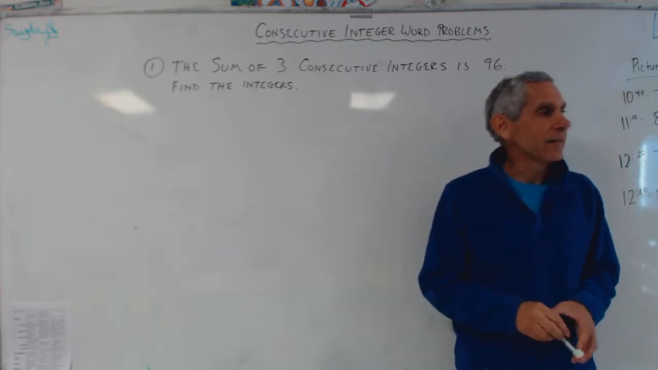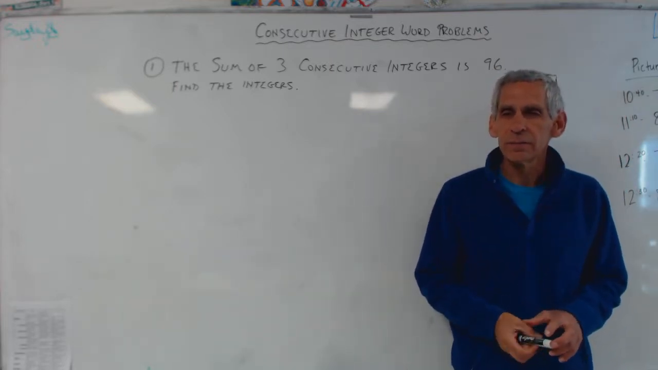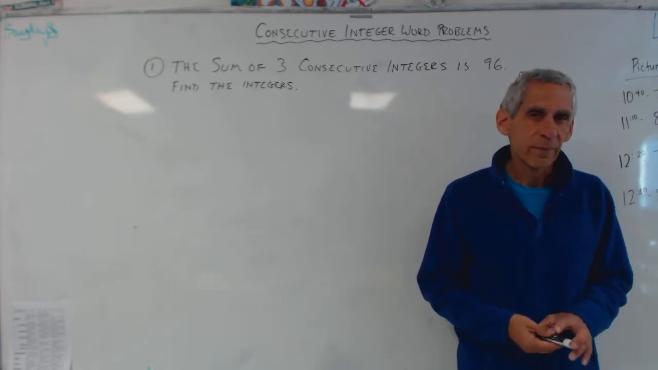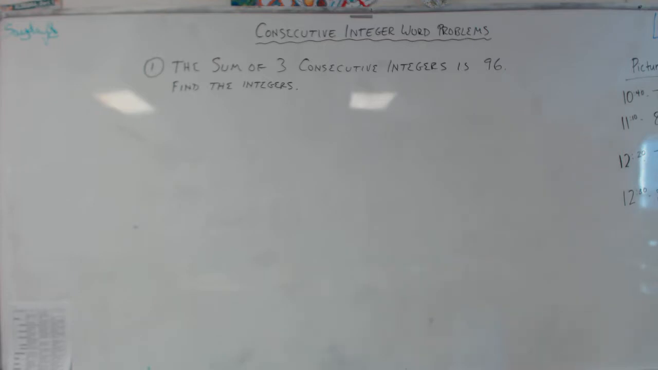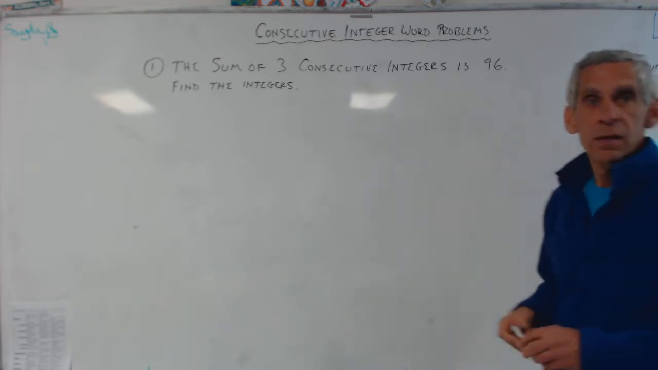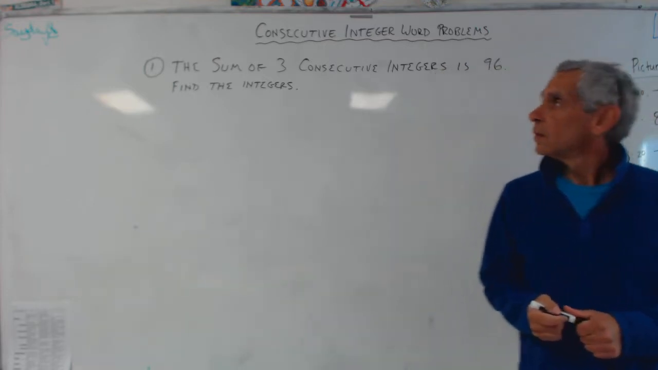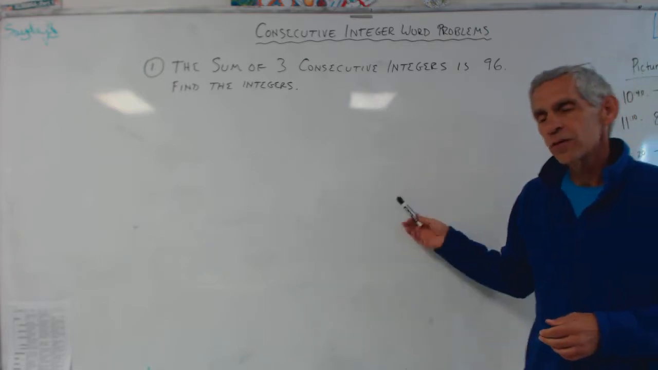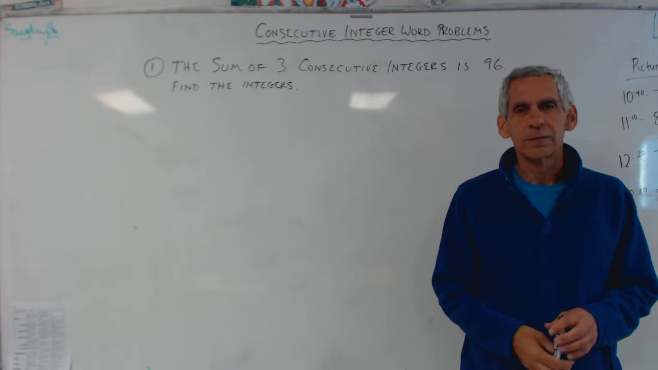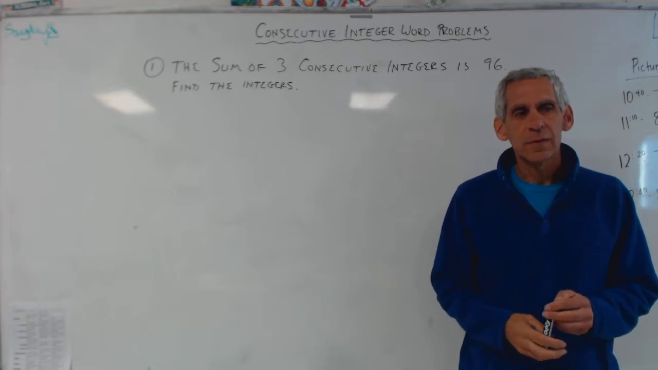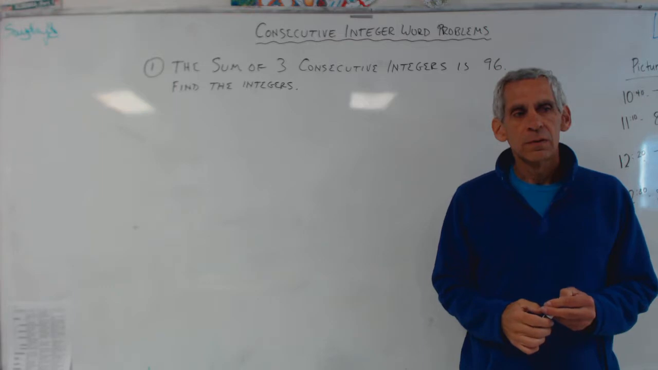Does anybody have an idea of how you could solve this? Rosemary. Go slowly, find out what numbers add up to 96. That would probably... Okay. Before I even ask that, let me ask, what does consecutive mean? Yeah. Consecutive numbers are numbers that are next to each other.